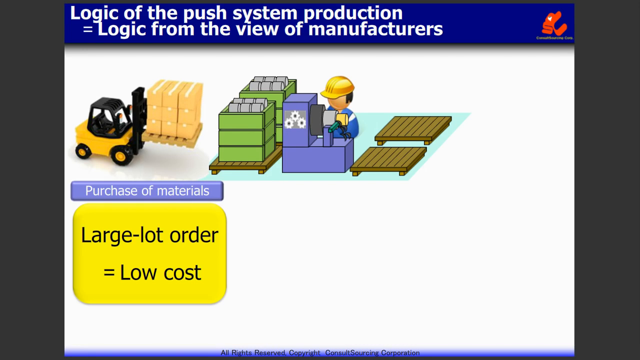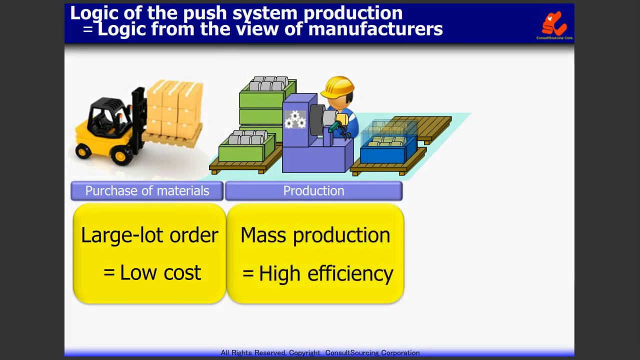Materials and parts are ordered at a massive lot volume in order to minimize the purchasing price. The monthly schedule is taken into account so that all the parts needed for the month can be ordered at once. This makes the lot size bigger and gives advantage for the buyer to negotiate the price.